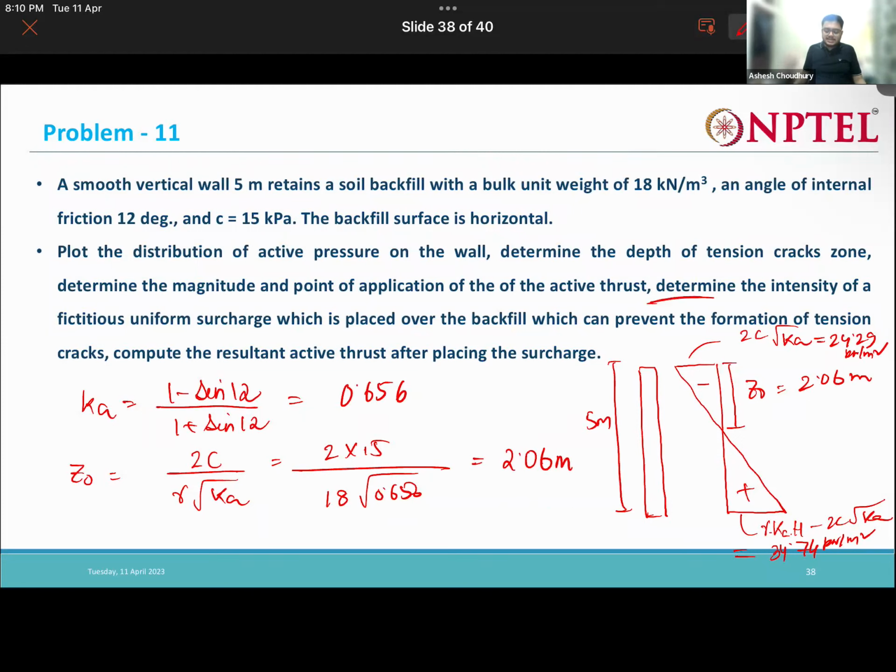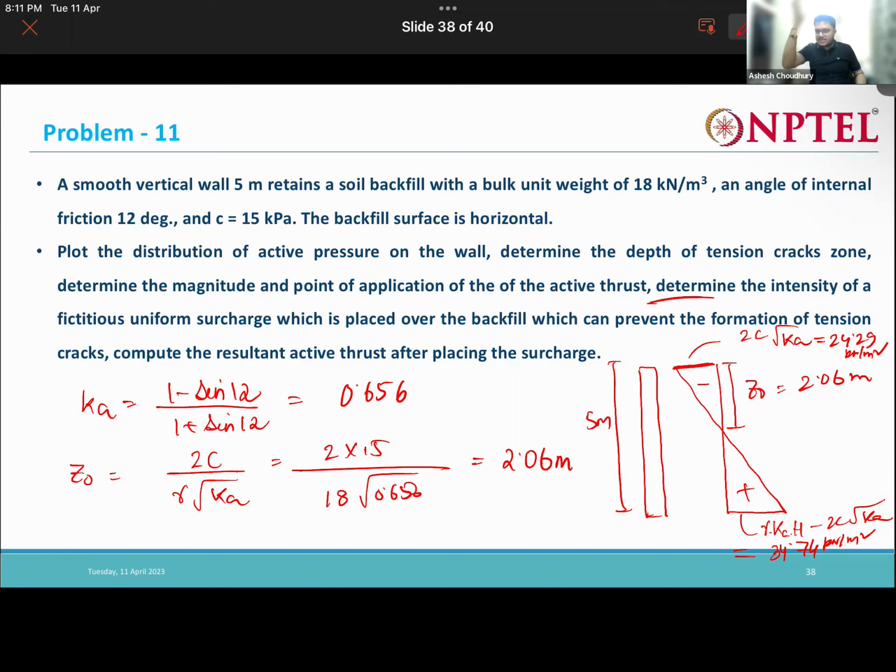So determine the intensity of a fictitious uniform surcharge which is placed over the backfill, which can prevent the formation of tension crack. Okay, so say we have a fictitious surcharge. What fictitious surcharge do you have to place over that so that this negative portion actually doesn't come? So for no tension at the top, we need to have some fictitious surcharge. So for no tension, what should be the case? At the top, there should be no tension.